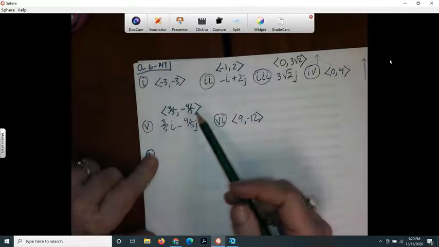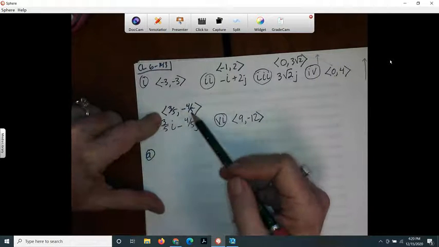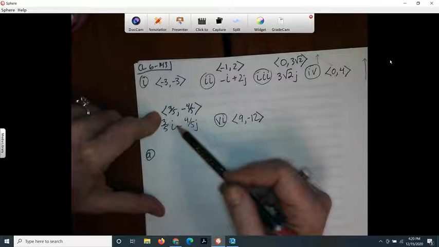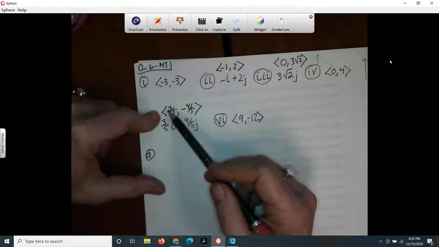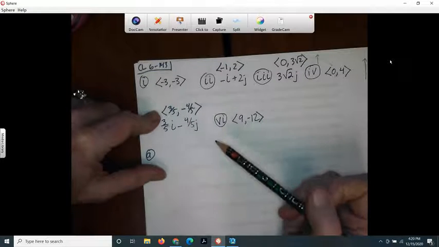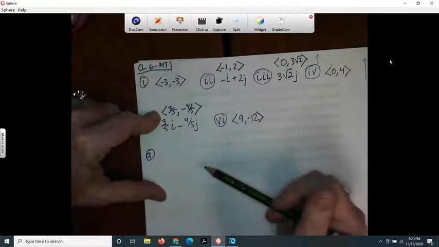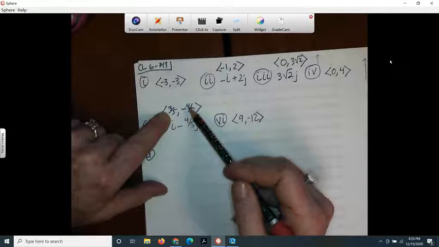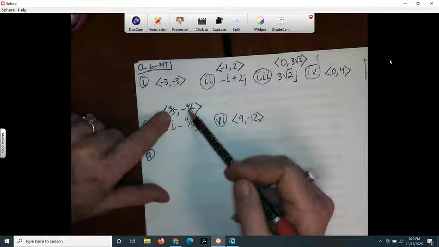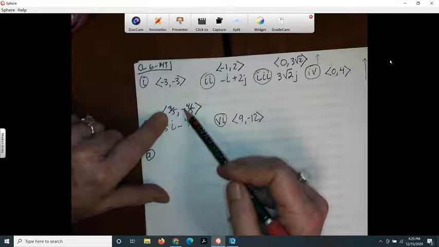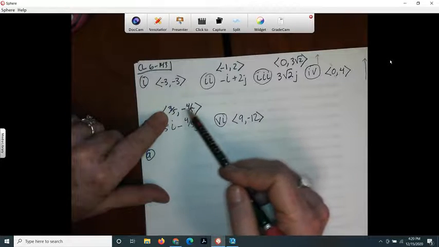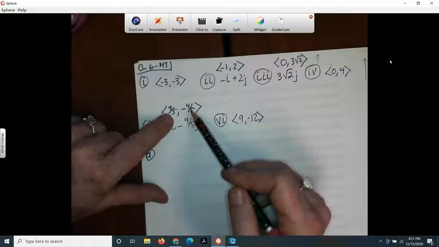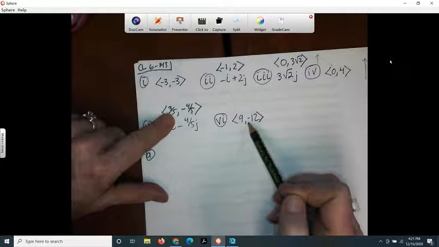If we rid ourselves of the fractions, we'd have 3 comma negative 4. If I multiply them both by 5, I get 3, negative 4, and then if I multiply them both by 3, I get 9, negative 12. So if I scaled the small one up by 15, I would have the same exact vector as this one.